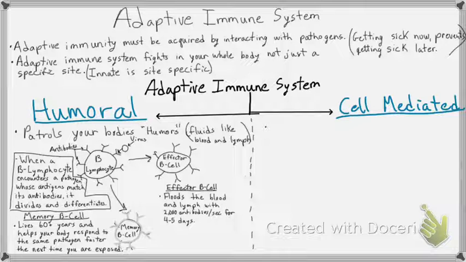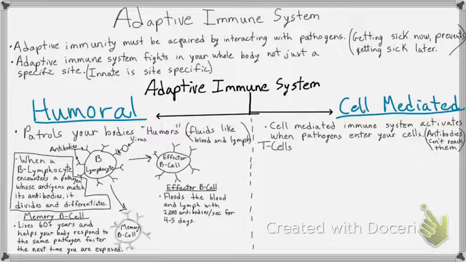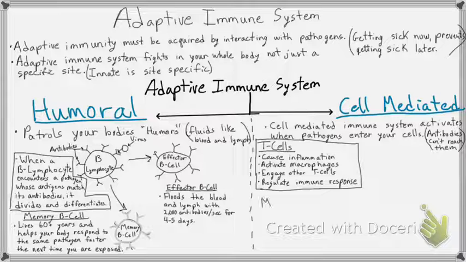The other half of the adaptive immune system is the cell-mediated. Humoral is for when the viruses and bacteria are floating around in your fluids. Cell-mediated is when they actually infect your cells. So, cell-mediated response activates when pathogens enter your cells where antibodies can't reach them. T cells cause inflammation, activate macrophages, engage other T cells, and regulate the immune response. They have a really big job.